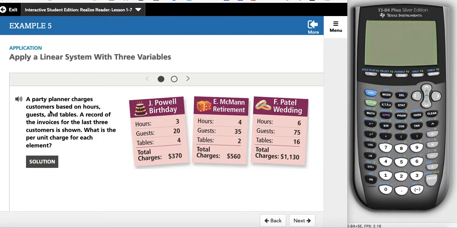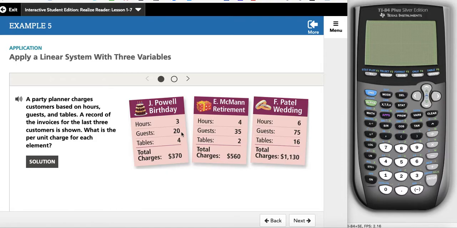A party planner charges customers based on hours, guests, and tables. A record of the invoices for the last 3 customers is shown. What is the per unit charge for each element? So when you're looking at a word problem, we want to decide how many different variables there are, and they very nicely said it right in the first sentence. It's based on hours, guests, and tables, and I can see I have hours, guests, and tables totaling a charge right there. So you may be able to see what the 3 equations are going to be.